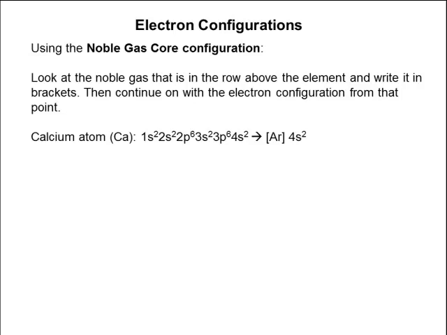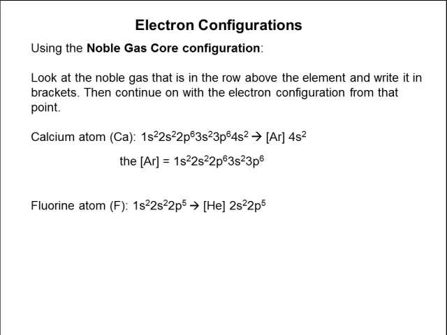Well, if I go to the row above calcium, look at the noble gas there, it's argon, so I could just write argon 4s2. That argon in brackets represents the 1s2, 2s2, 2p6, 3s2, 3p6. Right? That's the electron configuration for argon, so rather than write it all out again, we just start with argon and add the additional electrons to get us to calcium.